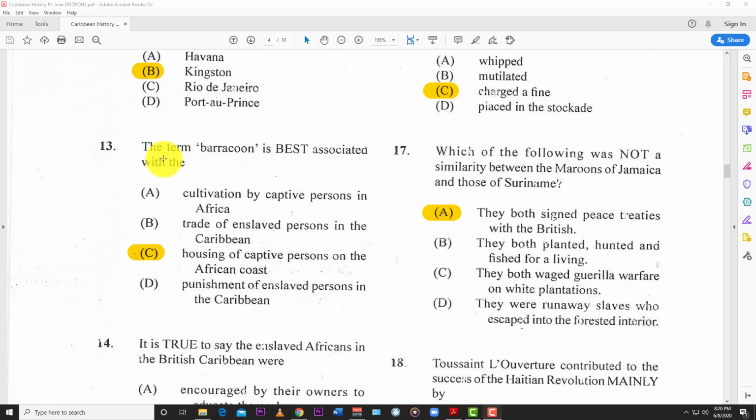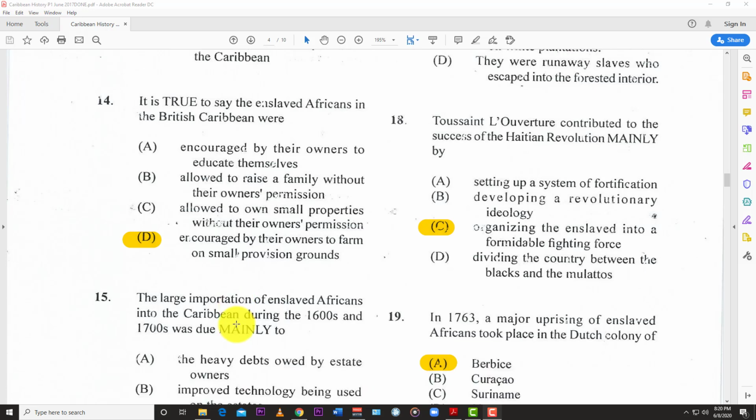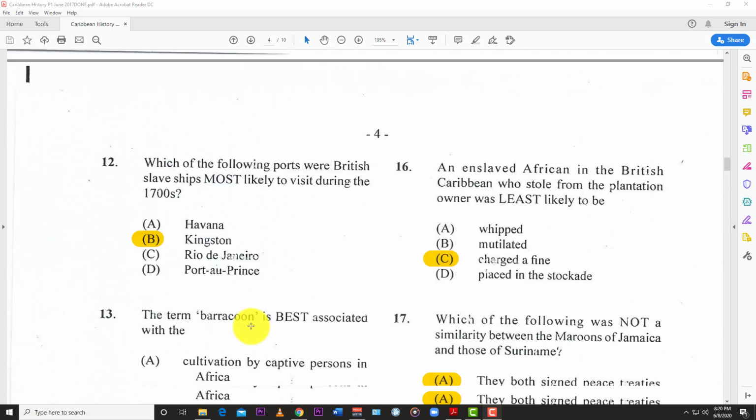Number 13, the term barracoon is best associated with the C, housing of captive persons on the African coast. Number 14, it is true to say that enslaved Africans in the British Caribbean were D, encouraged by their owners to farm on small provision grounds. Number 15, the large importation of enslaved Africans into the Caribbean during the 1600s and 1700s was mainly due to C, the expansion of the profitability of the sugar industry. Number 6, the rise of King Sugar.